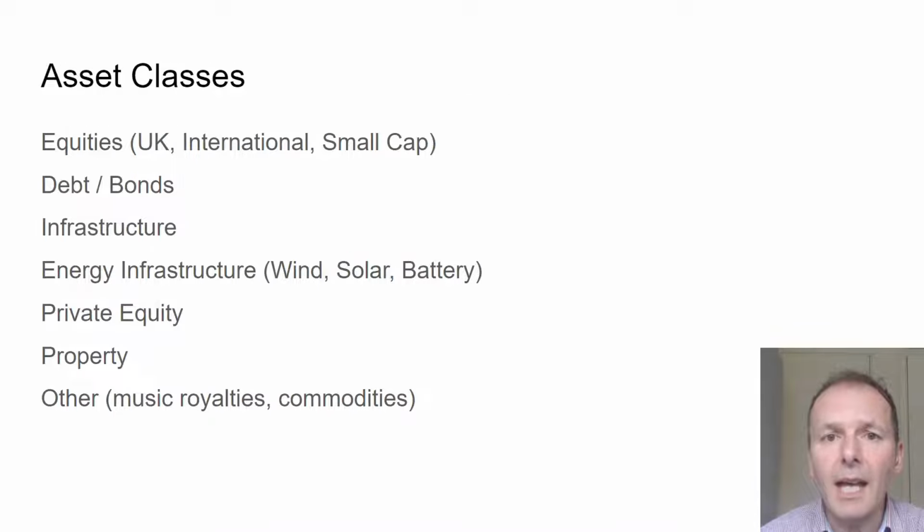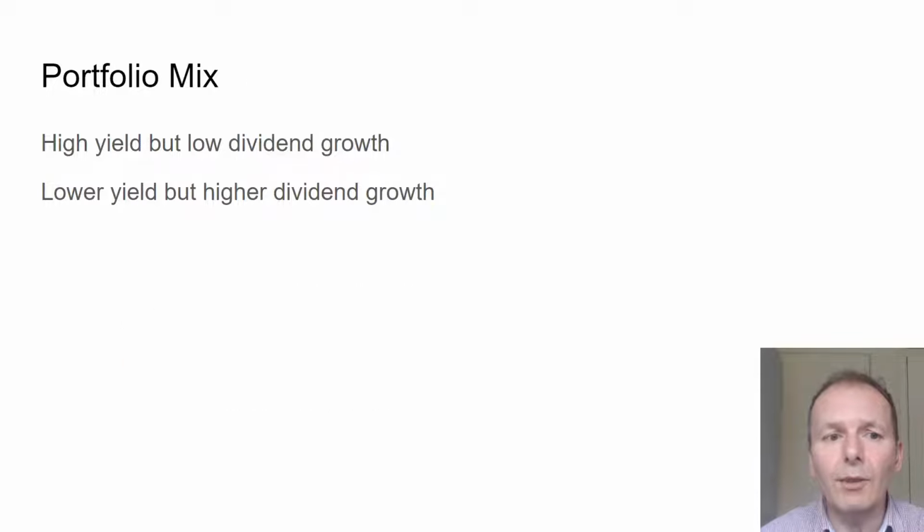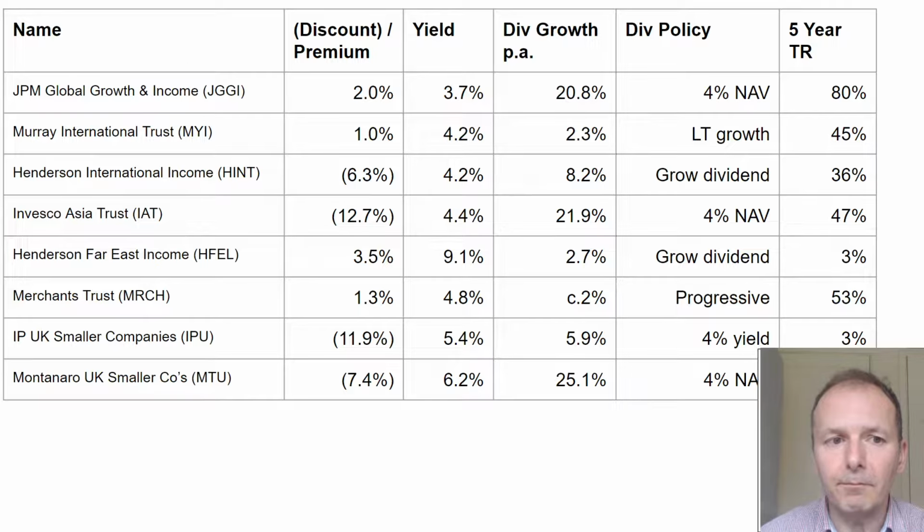So here are some asset classes that you can use when you're investing in investment trusts. So you've got a wide variety. You might want to pause the video, just make a note of them. So now we can also have a mix of the portfolio where some will be high yield but low dividend growth, and then some are lower yield but a higher dividend growth. And the mix of these, that blend, will enable us to get the 3% dividend growth and the 4% yield.